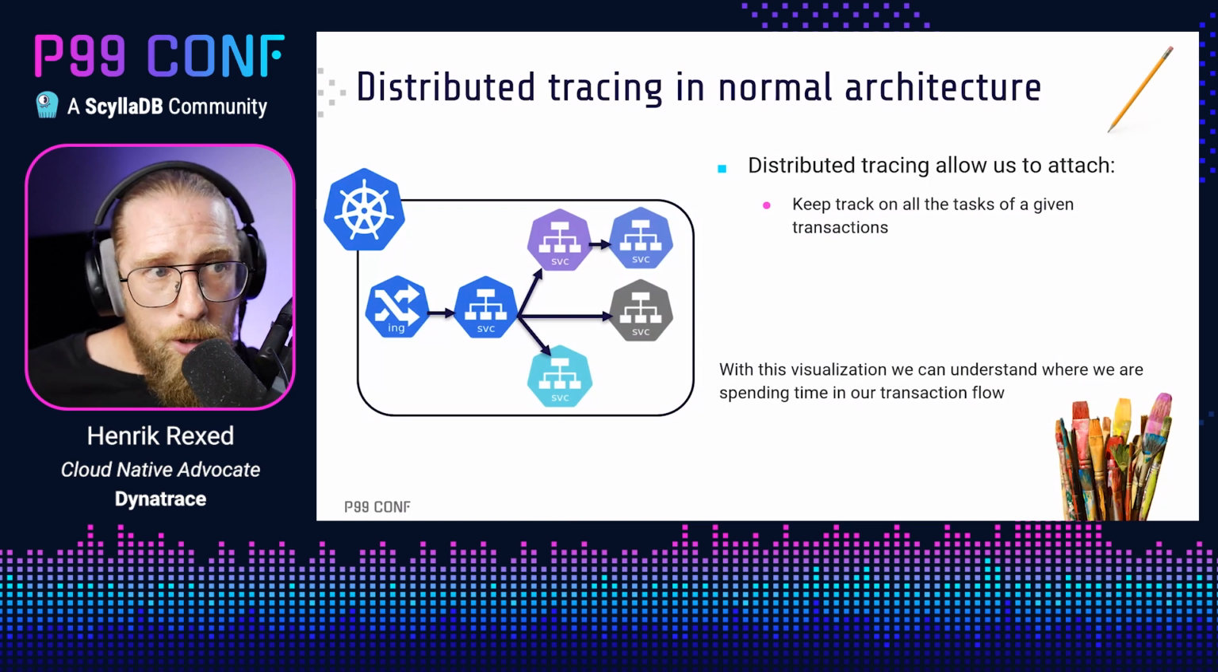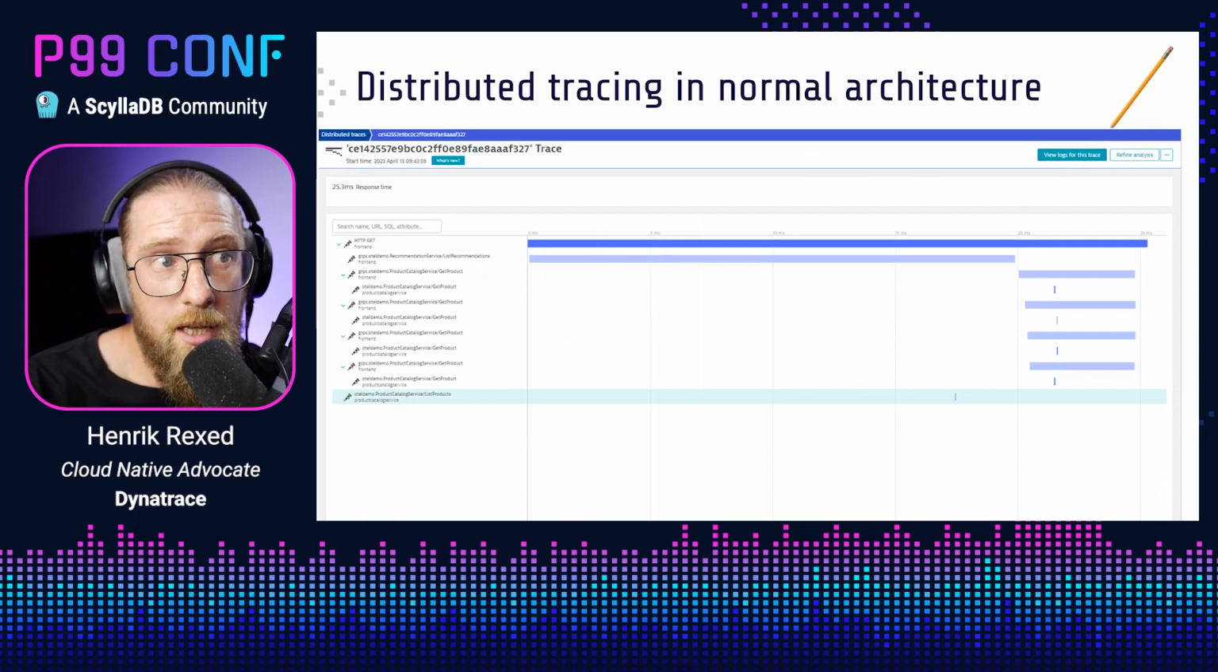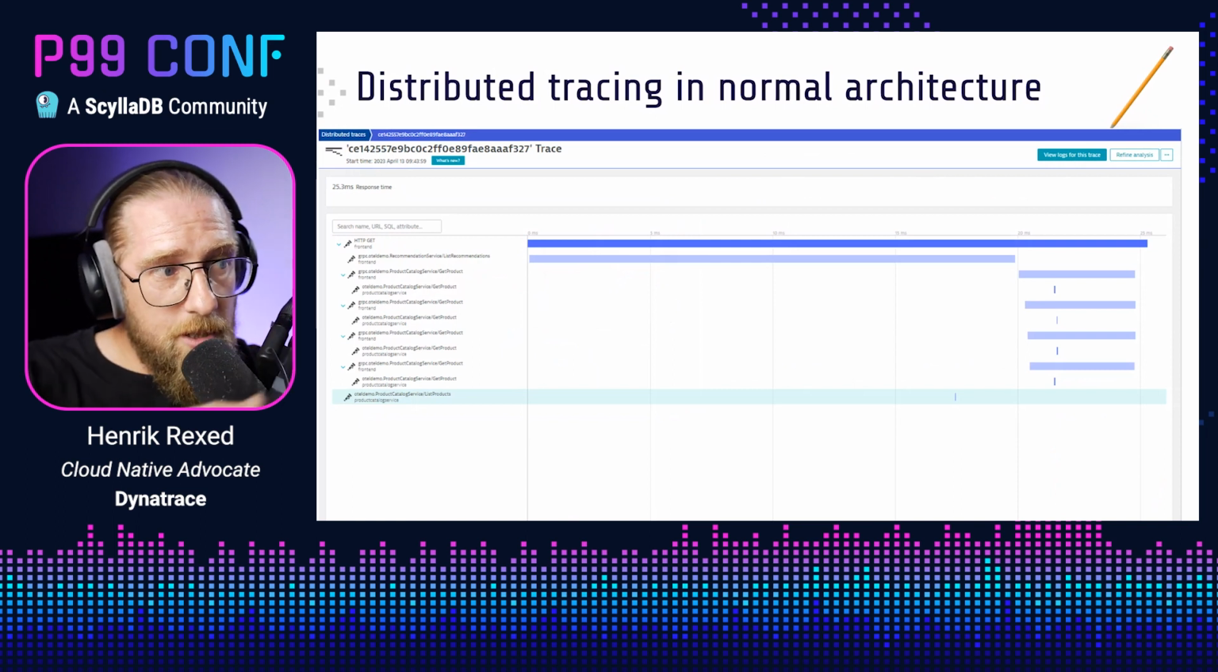In traditional microservice architecture, tracing is awesome because with this, I'm able to keep track of each individual call that happens in my environment. So at the end, it provides me great visualizations. For example, here's an example where I have a trace from a microservices architecture.